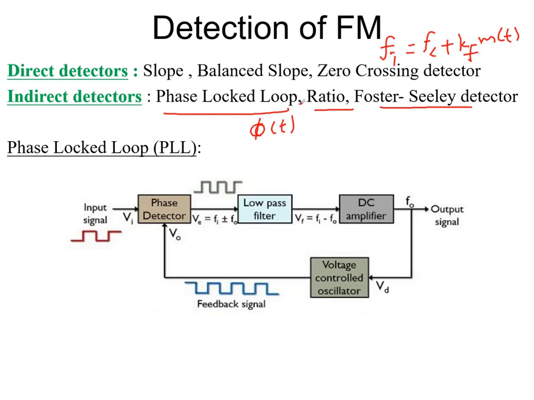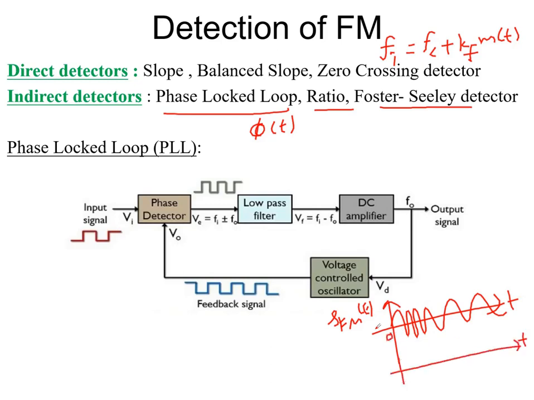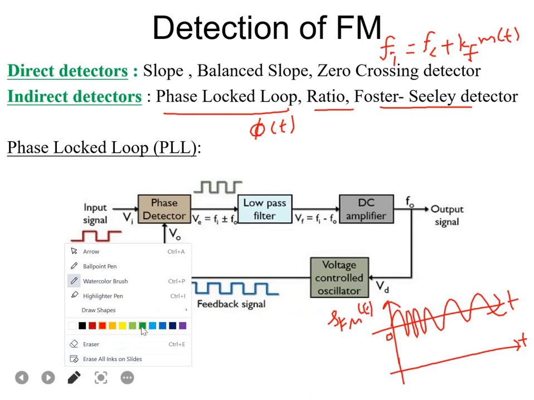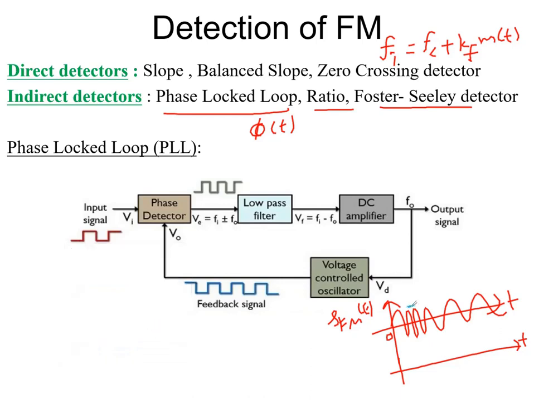The phase variations in the signal are used to detect your output message signal. Generally, suppose you have an FM signal like this. Then what is your ideal discriminator output? At these points the frequency is very low, so obviously the message amplitude should be less. At this point the frequency is high, so the message amplitude is more. This is the basic funda.